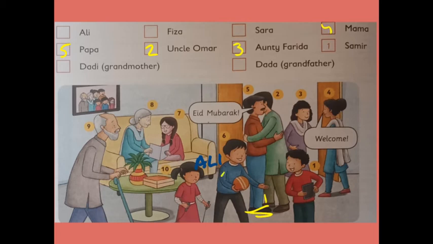He wears a blue shirt and black trousers and he is also holding an orange ball. So this is an orange ball. His number is number 6. In the characters, Ali is written first, so which number will we write in Ali's name? Number 6. We will write number 6 here.